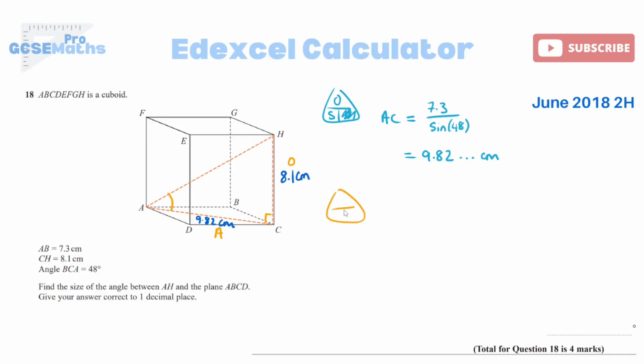So this one's now going to be tan. I'm looking for just the angle, isn't it? So that would obviously be tan of the angle, which if you want to call it x, you can call it whatever you want. X is the opposite, so the 8.1 over, now obviously I'm going to write down 9.82, but in my calculator I'm going to copy my answer.